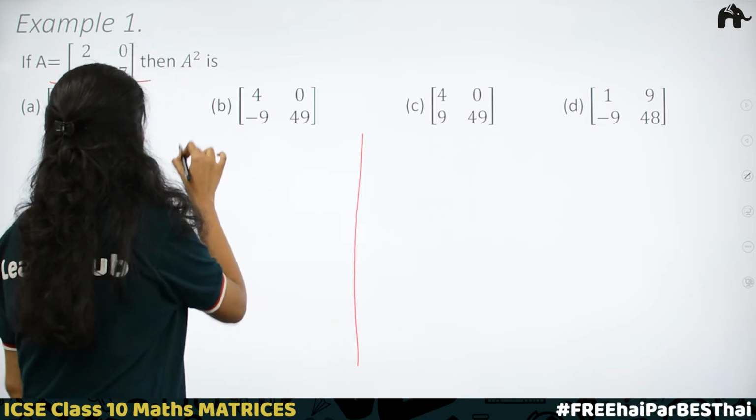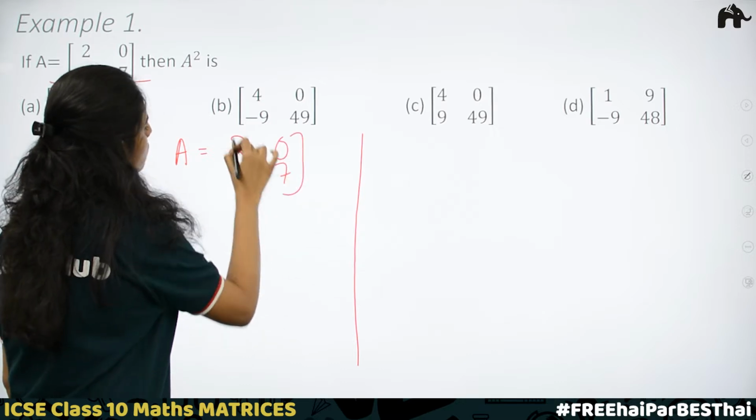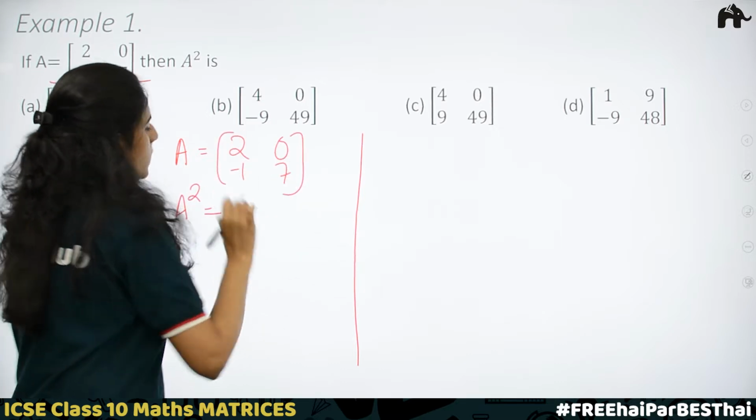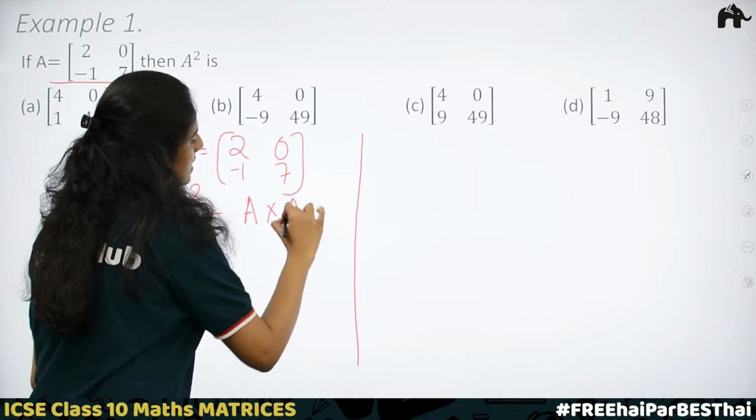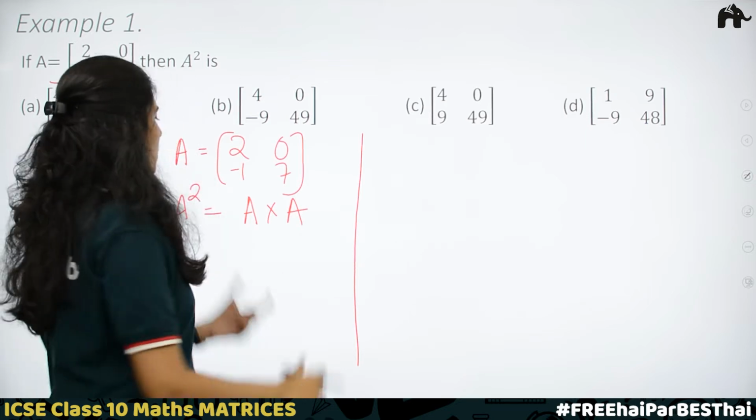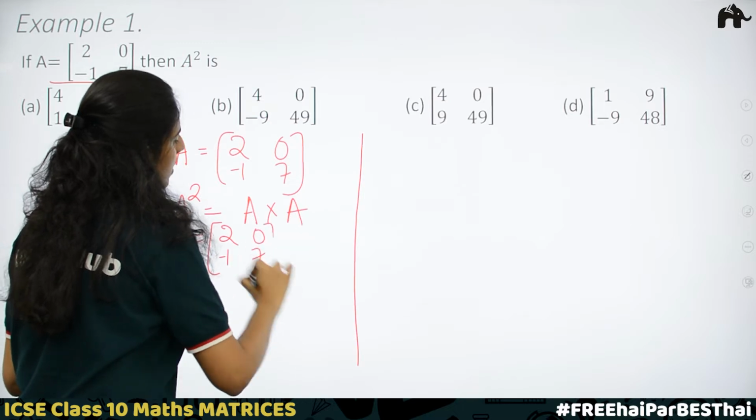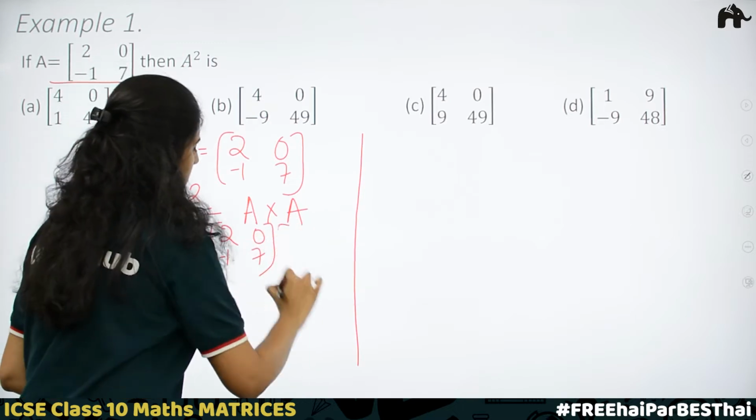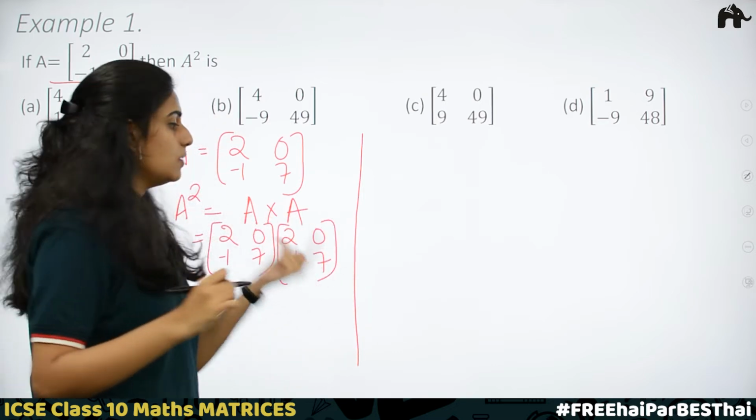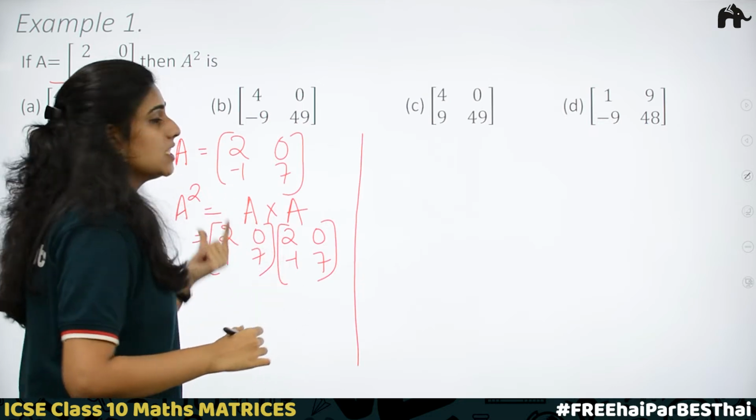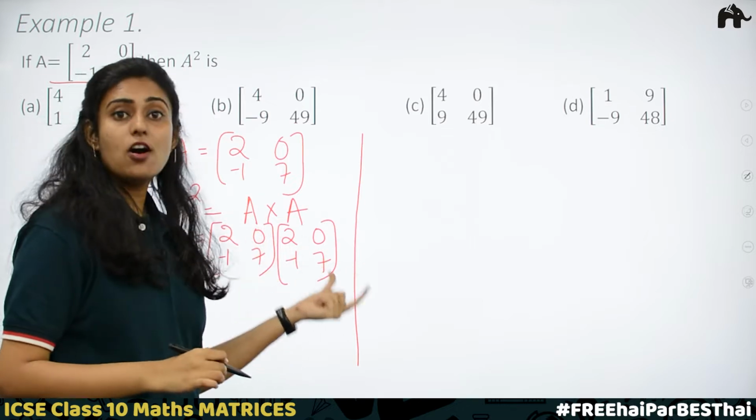Okay, let's find. Here we have A is equal to [[2, 0], [-1, 7]]. How to find A square? What is A square? A square is matrix A into matrix A. Yes, you remember? Okay, here matrix A is [[2, 0], [-1, 7]]. We are multiplying this again with A. Matrix multiplication is possible only if the number of columns in the first matrix is equal to the number of rows in the second matrix. We have to check the order of the matrix.